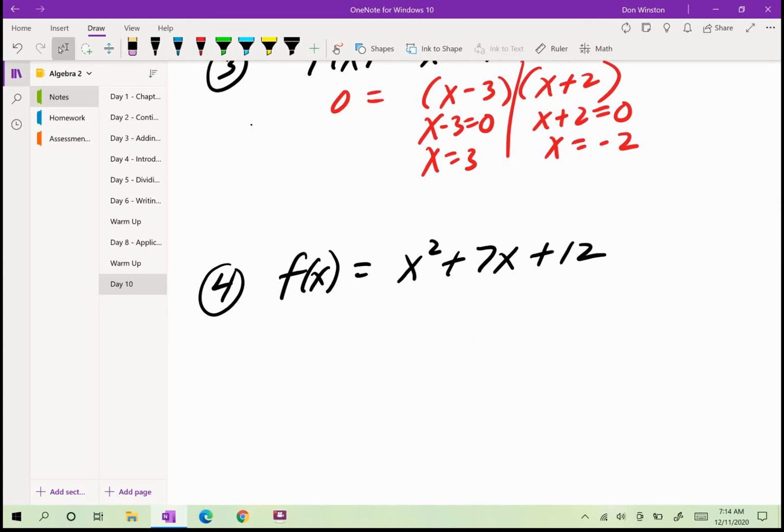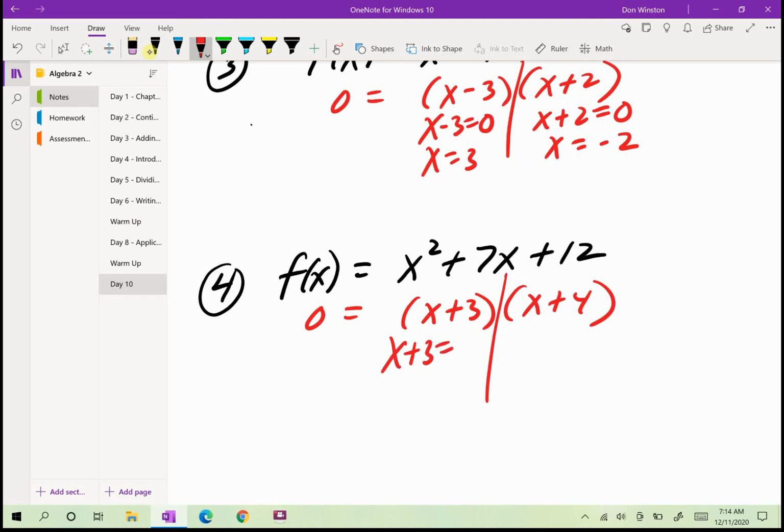All right, and then number 4. Again, we set f of x equal to 0 and look for factors of 12 that add up to 7. That would be x plus 3 times x plus 4. To find the zeros, x plus 3 equals 0, x equals negative 3, and then x plus 4 equals 0, x equals negative 4.